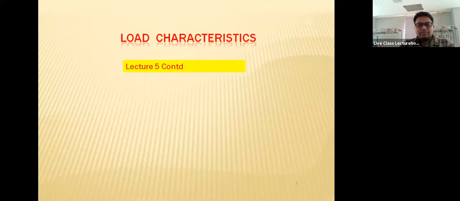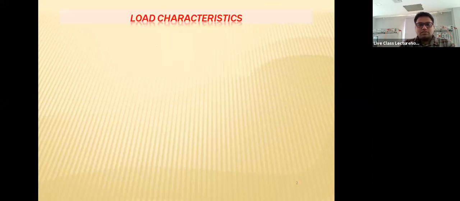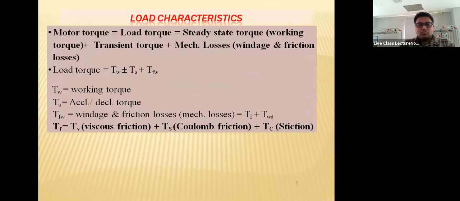So let us have a look at the load characteristics. What types of loads are available around us? It's not an electrical load. It's a mechanical load, which is reflecting in the electrical system as an electrical load. So the motor can be used to drive the load, but the load torque will consist of some other components. Let us see what the components are.